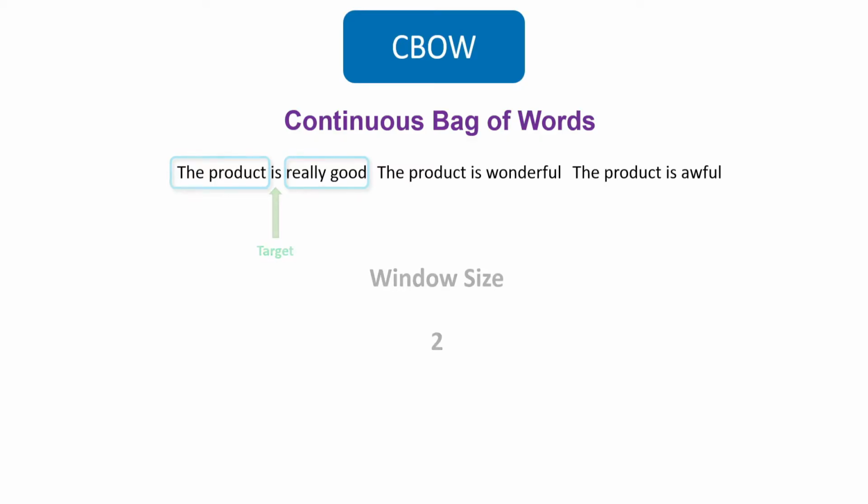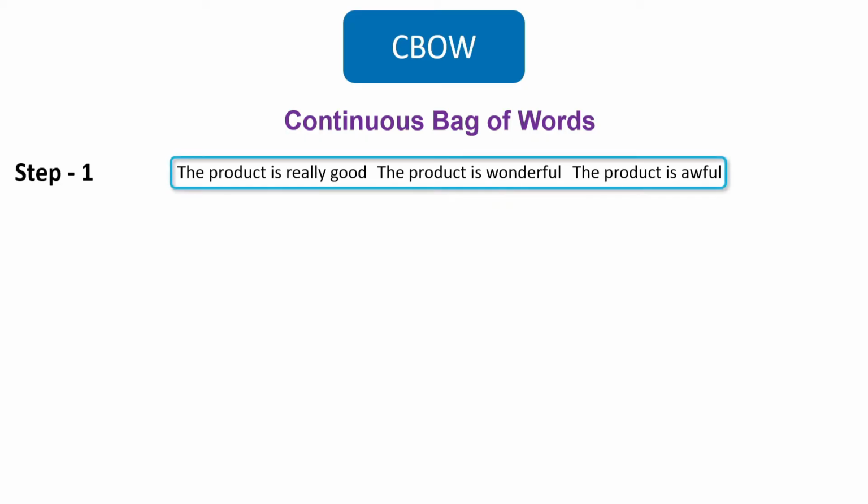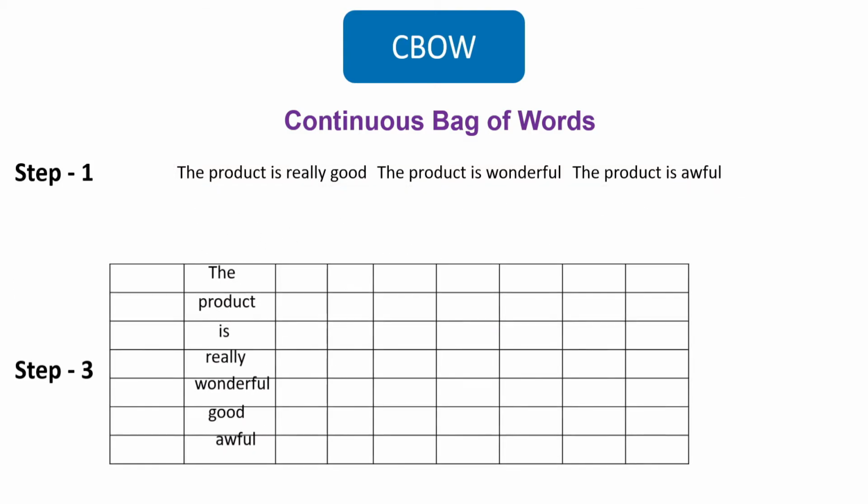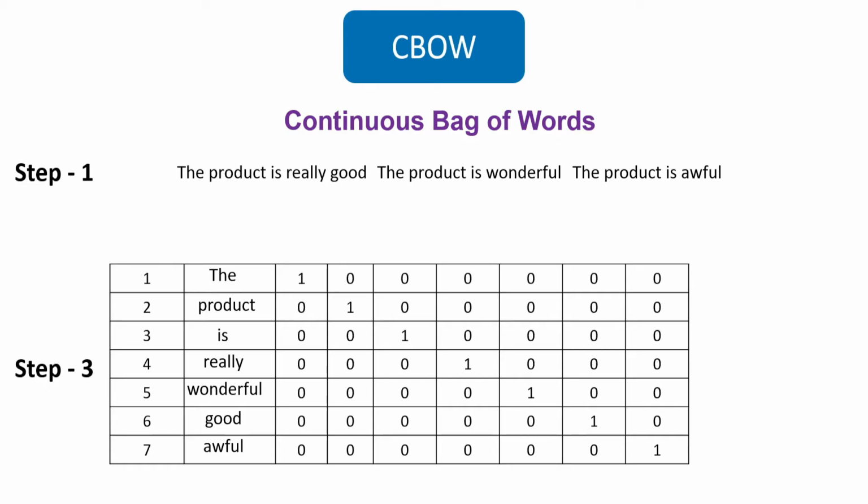Alright, now let's go step by step. The very first step is we need to concatenate all the sentences so that it will become one single sentence. And the second step is we have to choose a window size. Let's say window size is 1 in this case. And the third step is we need to get 1-hot encoding for each and every word. Let's do that. To get 1-hot encoding, first we need to take all the unique words from the corpus and we need to give some unique index value for each and every word. Then simply put 1 in the corresponding index position and put 0 in the remaining places. That's it. This is the 1-hot encoding of this corpus.